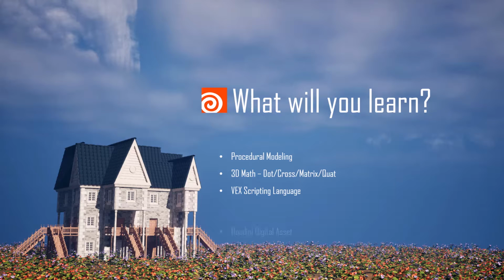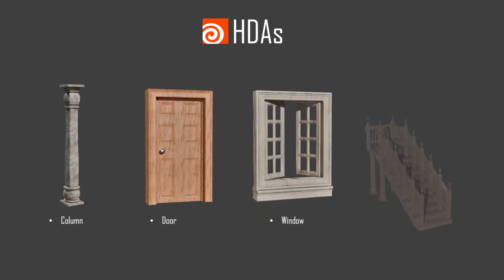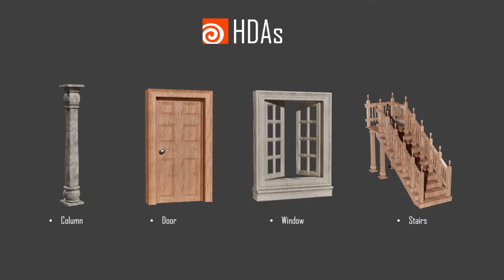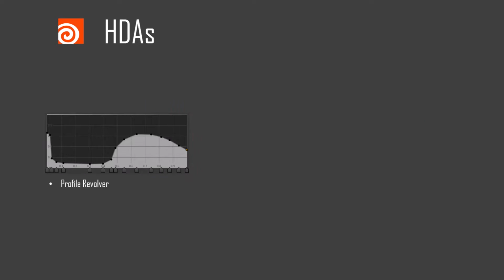Eventually we'll also be talking about how to use Houdini Digital Assets and the Unreal Engine 5 integration of the HDA. When it comes to Houdini Digital Assets, or HDAs, we'll be building quite a bunch. Some of the primary ones will be the column, the door, the window, and also the stairs. But to support those digital assets, we're making smaller ones, like this one, the profile revolver, which allows us to use a ramp to define a profile and then revolve out a shape like a glass, and every point in the ramp becomes an edge loop of the glass.